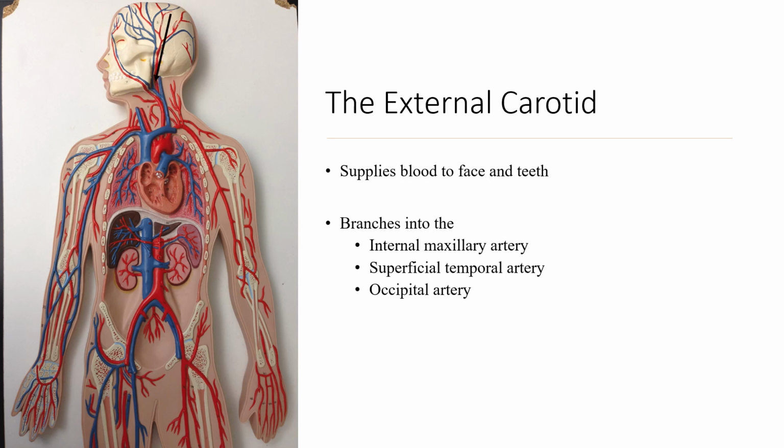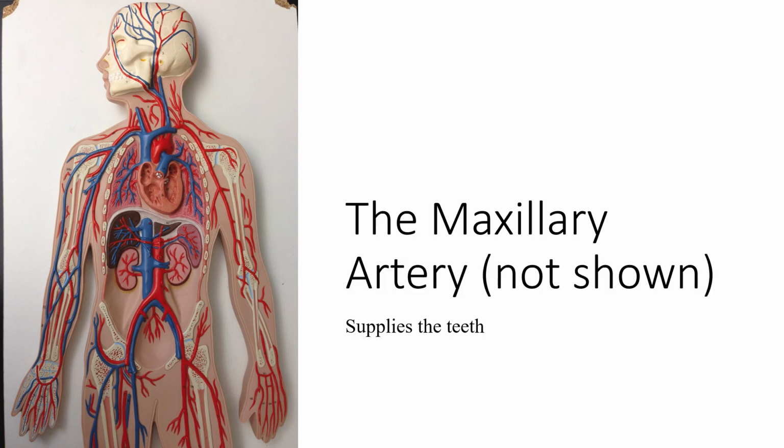So the external carotid supplies blood to your face and your teeth so that when you smile, you can smile. The external carotid branches into the internal maxillary artery, the superficial temporal artery, and the occipital artery. The maxillary artery is not shown, but it supplies the teeth. Maxilla is your teeth, right? So the maxillary artery supplies your teeth.